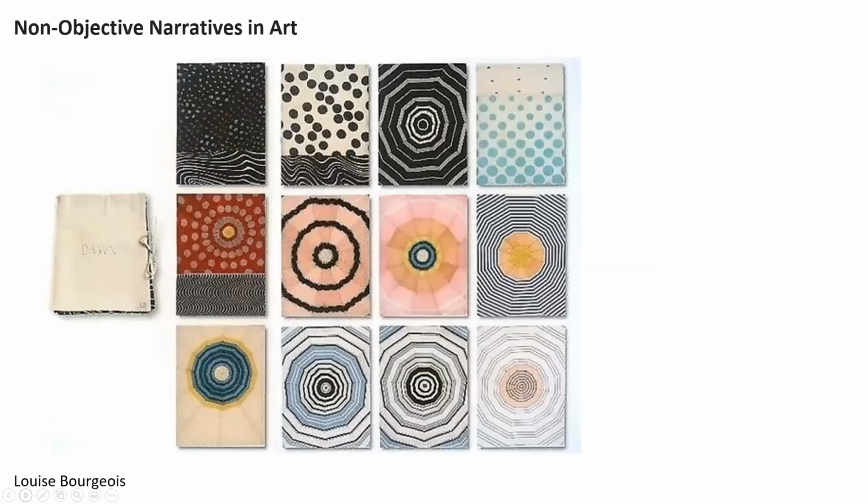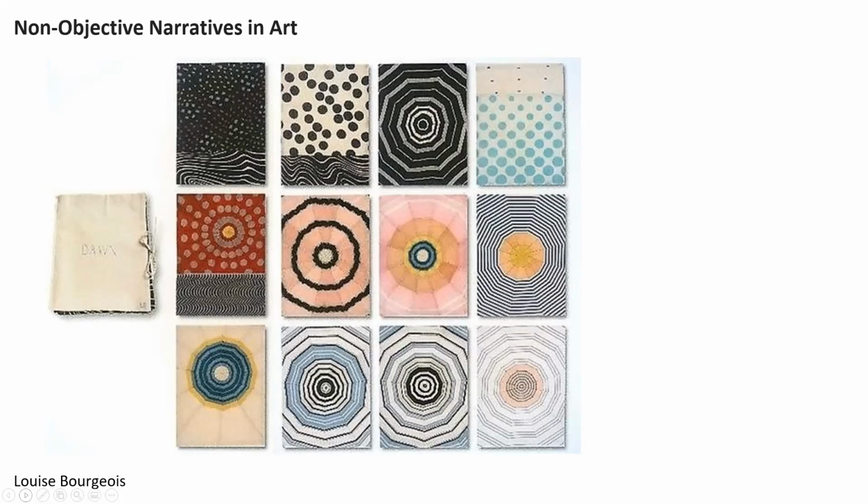A few other examples of non-objective narratives. Here's an example of Louise Bourgeois, who is a contemporary artist who uses a lot of non-objective narratives, and she tells stories through these fabric books that she creates. And each panel of the sort of quilted piecework fabric has a bit of a story to it. Now, her story is much more non-objective. It's much more open to interpretation. It's a lot more about mood.